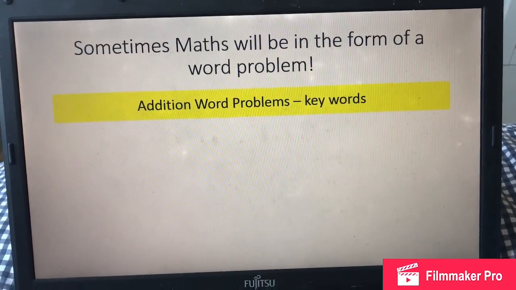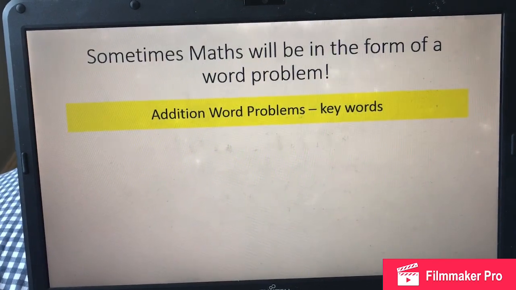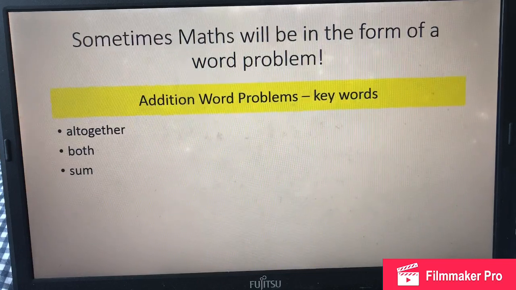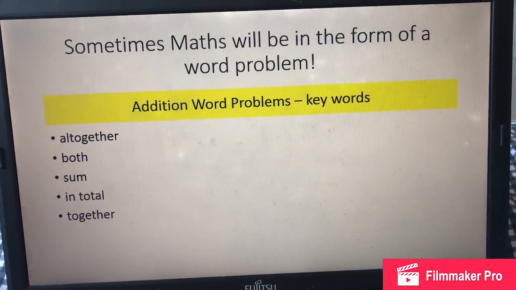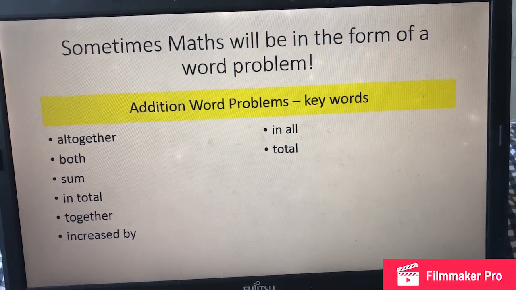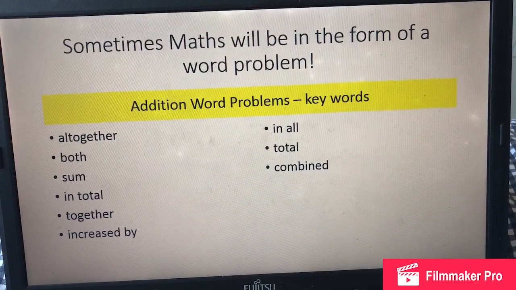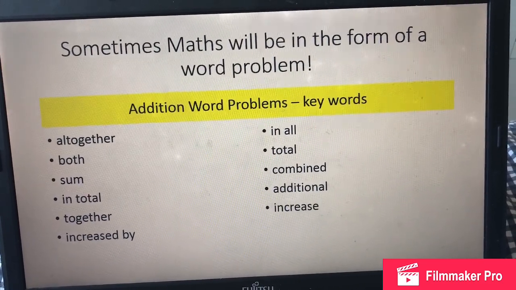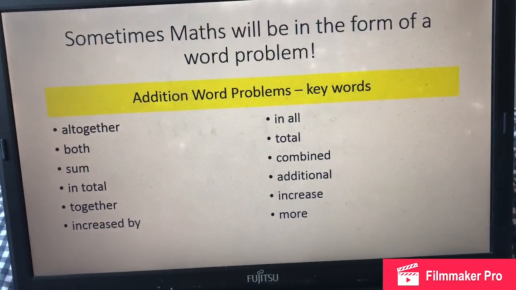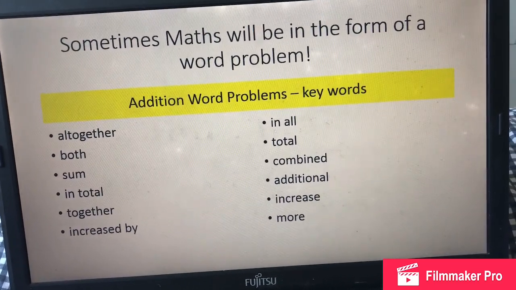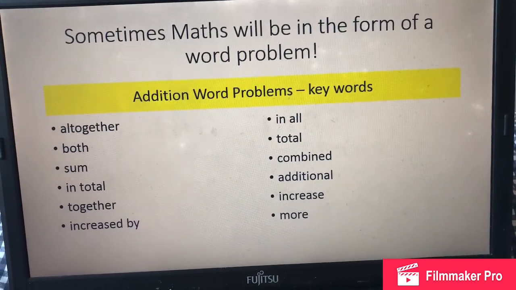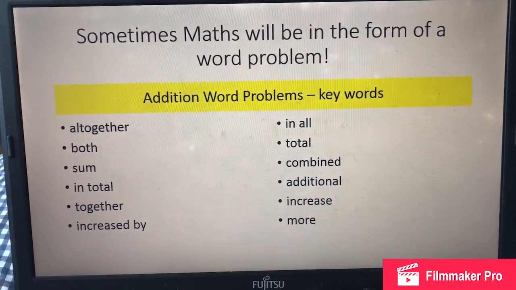So an addition word problem might use some of these key words. So we've got altogether, both, sum, in total, together, increased by, in all, total, combined, additional, increase, and more. Now there are quite a lot of words there, and there are even more words that will indicate that a word problem is an addition word problem, but these are most of the words that you'll see in a word problem in year 3 or 4.